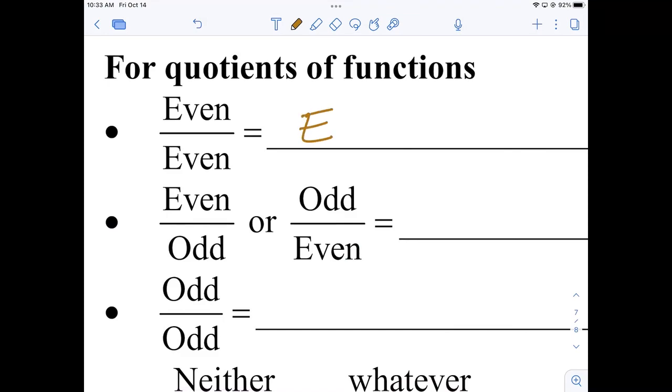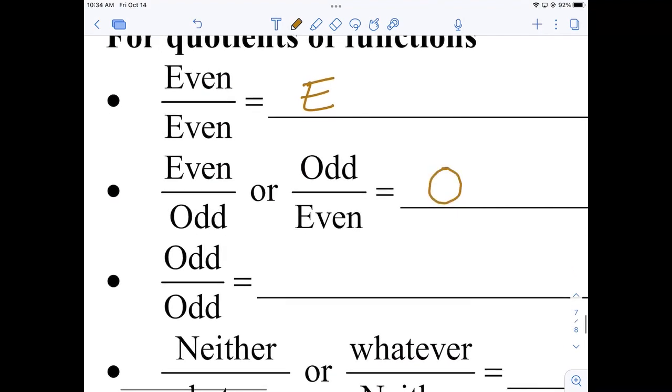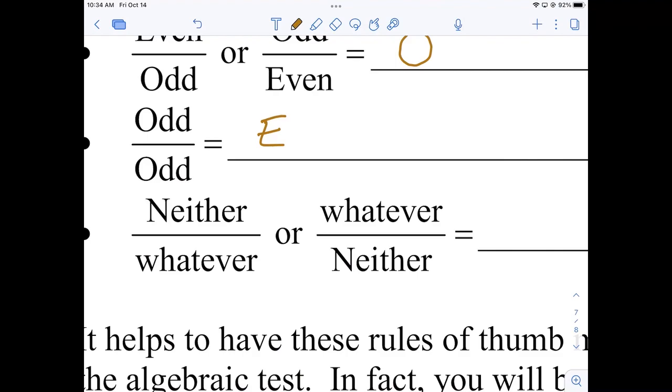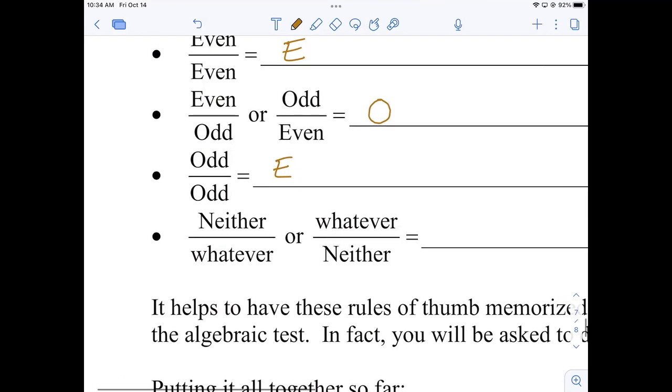And then you got the even odd combo in any order. Odd, right? So positive over negative or negative over positive, right? It's going to be negative. An odd over an odd, even. And then a neither over a whatever or a whatever over a neither. Neither. The whatever part could be even, odd, or neither, right? It could be whatever. A neither is, what did we say earlier? He was a troll crossing a bridge illegally.